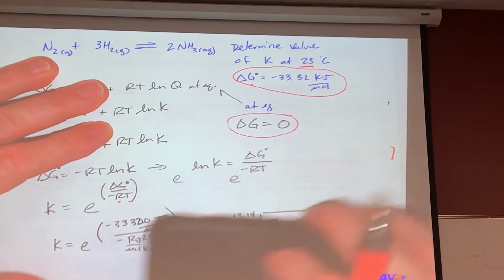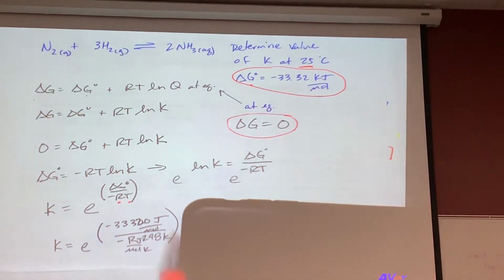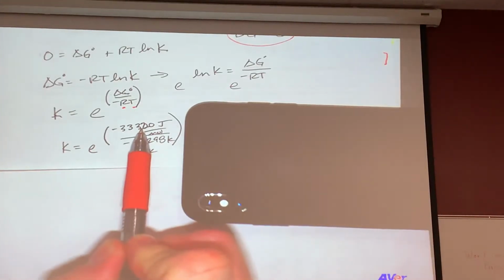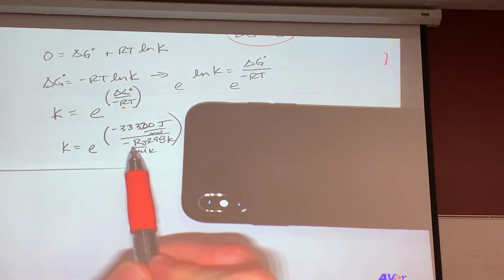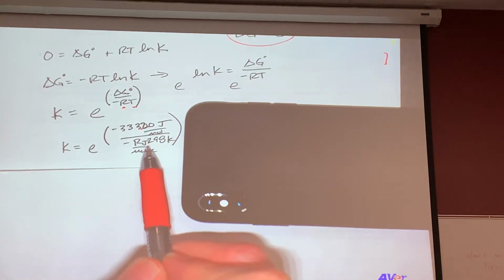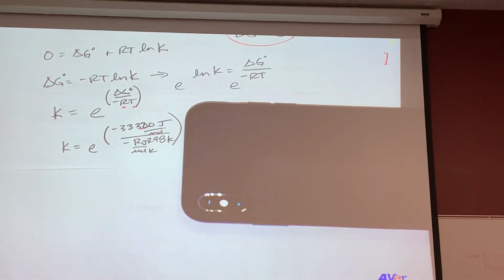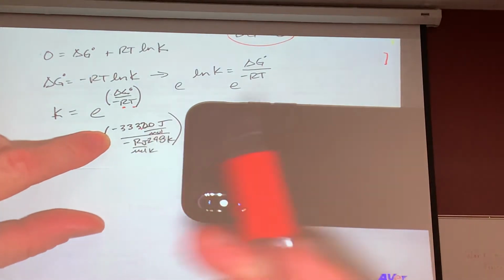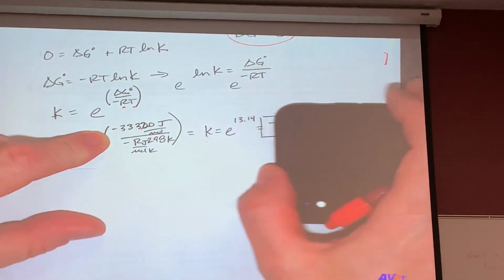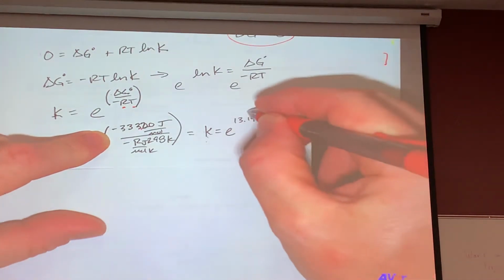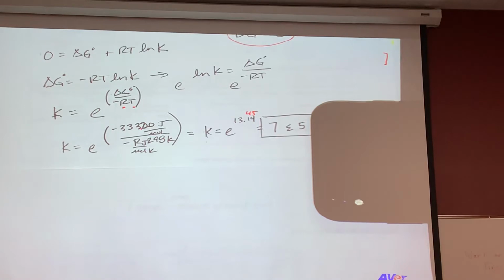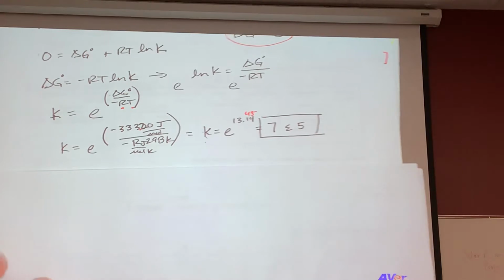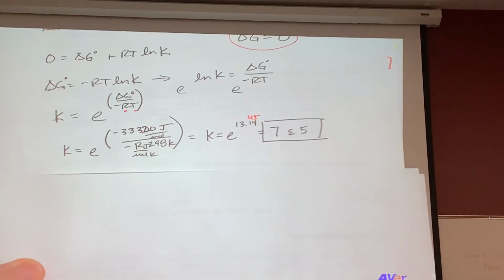Substitute everything in. You take delta G naught and convert it to joules, and then you get negative R, put it right in, units are there, 298 K. Solve that side. Even if you just solve this, you get 13.45 or something like that. And you end up looking up 7 times 10 to the 5th. The next problem is solved the same way.